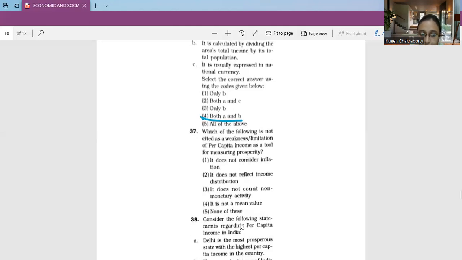Critics claim that per capita income is a mean value and does not reflect income distribution. If a country's income distribution is skewed, a small wealthy class can increase per capita income substantially while the majority of the population has no change in income. So that can also be done. In that respect, median income is more useful when measuring prosperity than per capita income, as it is less influenced by others. So it is not a mean value, rather it's a median value. So I will choose option number 4 as my correct option.